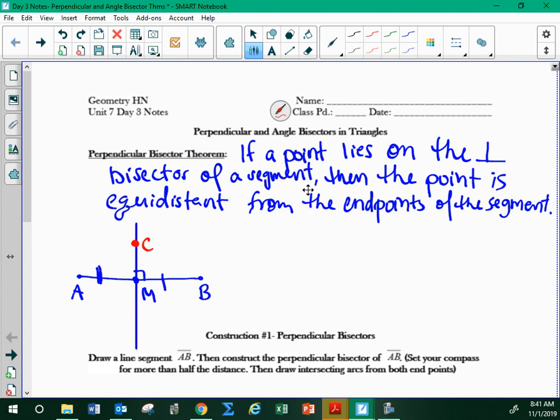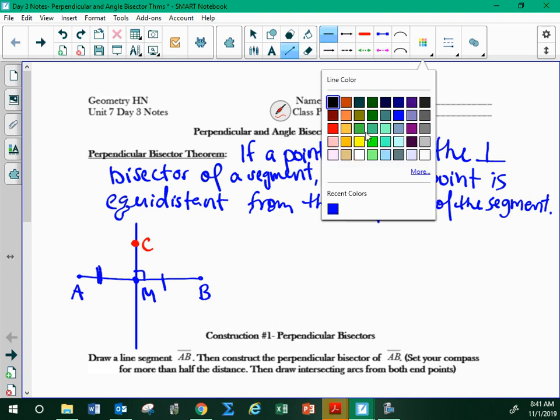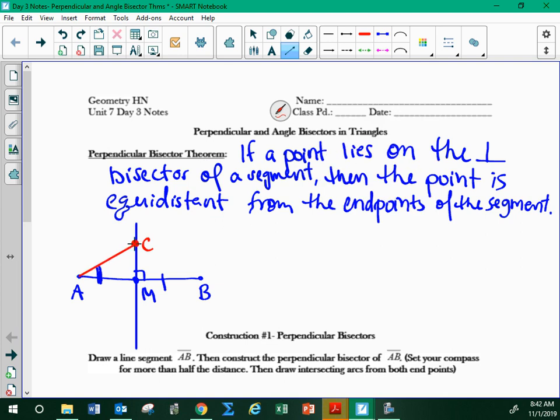Okay, so according to this theorem, this point that we just drew is equidistant from the endpoints. What does equidistant mean? Equal distance. Good, the same distance away. So my distance from here to here, and here to here are the same. Should we draw them dotted? Just whatever you so desire. Okay, so our conclusion here is that these are the same.